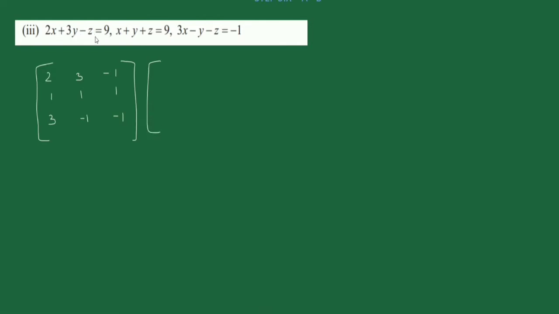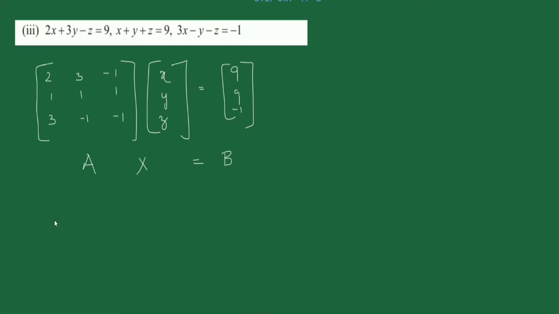Now we will write the variables, that is x, y, z, as a column matrix. Only if you write it as a column matrix can you multiply. So this is 3 by 3 and this is 3 by 1. And matrix B is 9, 9, minus 1. We'll denote this as matrix A, this as matrix X, and this as matrix B. So the first condition is that it should be a square matrix. Second condition, it should be a non-singular matrix.